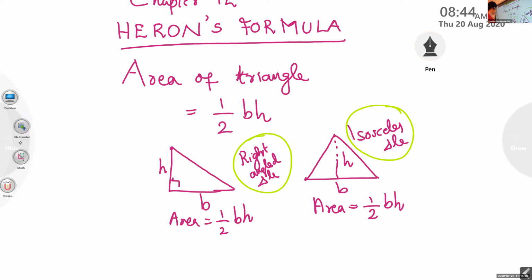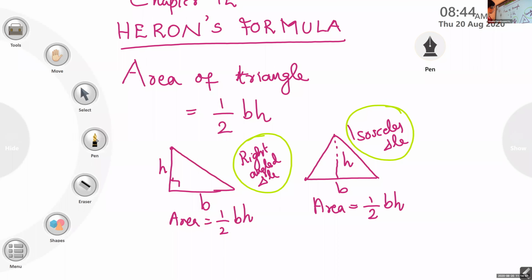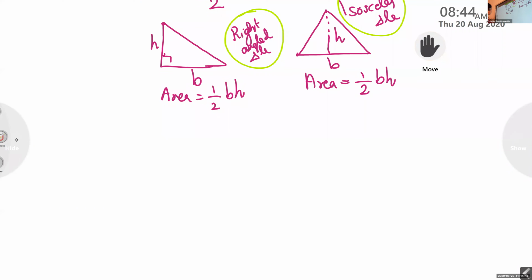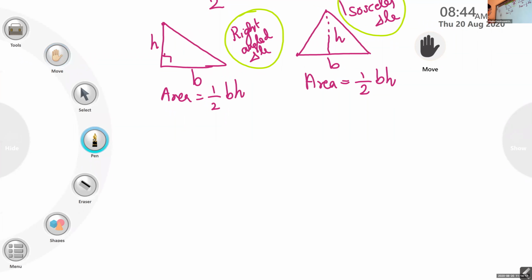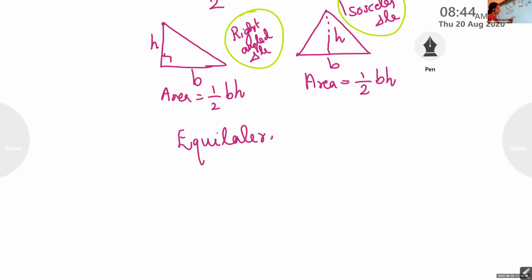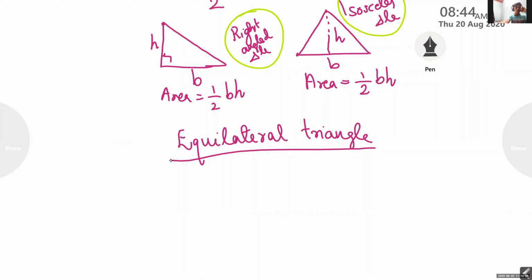I don't know whether you have studied one more thing like this. You can write this, okay? And sometimes you might have studied, I don't know whether you have studied it or not. Equilateral triangle's area. Can you tell the equilateral triangle's area? You know what is an equilateral triangle? All sides and angles are equal.